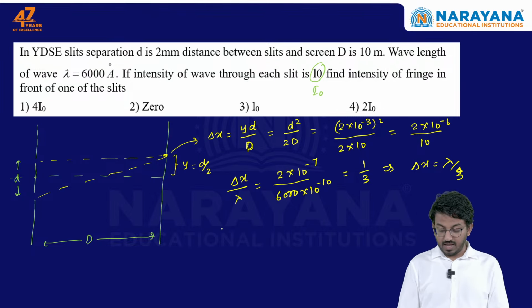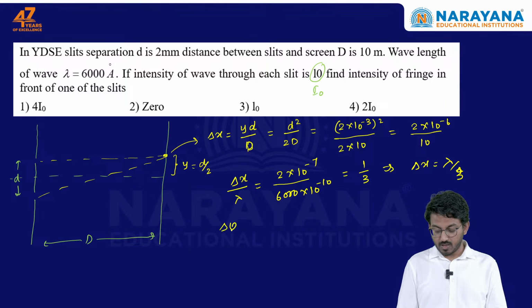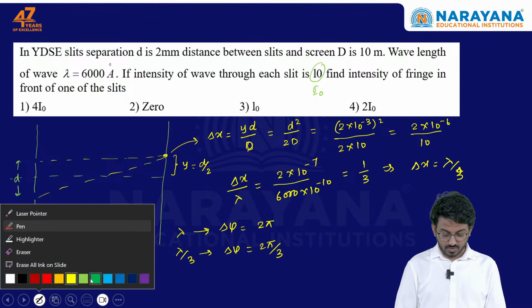So notice that delta x, if I want to find the phase, delta phi is equal to, so lambda by 3 is the path difference. So the phase difference is going to be, for lambda the phase difference is going to be 2 pi. So for lambda by 3 the phase difference is going to be 2 pi by 3 here. So using this phase difference we'll find out the intensity.